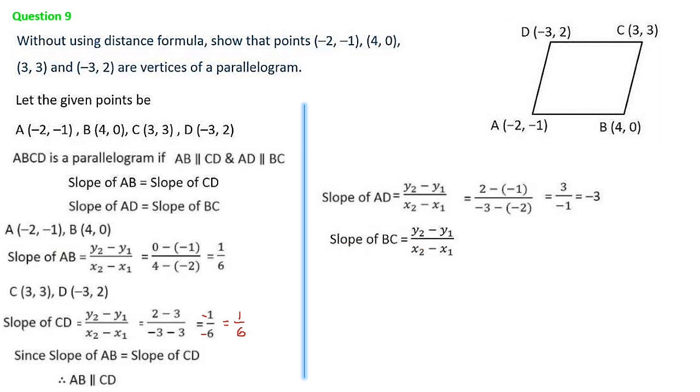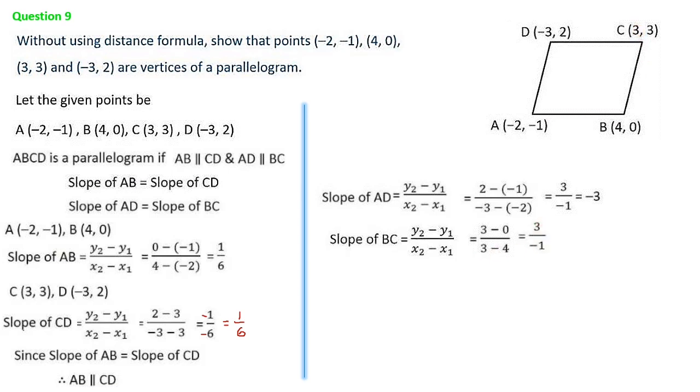Next is the slope of BC. The slope of BC is this one. So y2 minus y1, 3 minus 0, divided by 3 minus 4. This is y, this is another y, which means here we can consider one as y2 and another as y1. So 3 minus 0 divided by x1 and x2, that means 3 minus 4. Even if you calculate 0 minus 3 divided by 4 minus 3, it's not an issue. You will get the same answer.